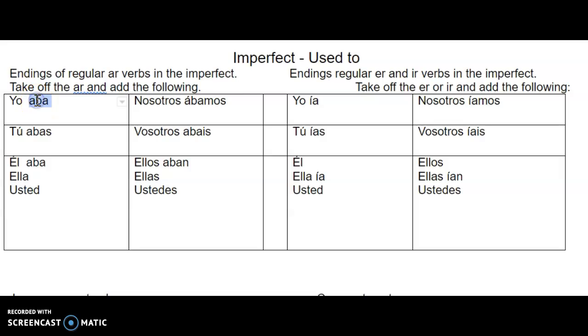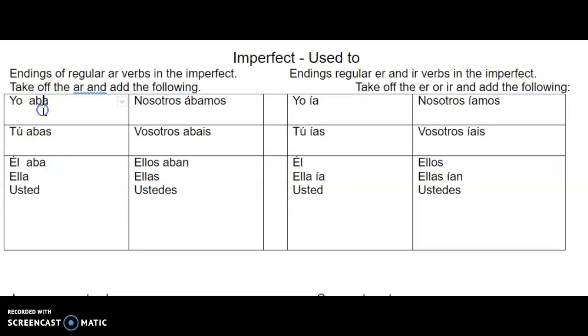So these are the endings you put on AR. You have aba, abas, aba, ábamos, abais, aban. Okay, that's AR verbs. And then ER and IR verbs have different endings. ER verbs like comer, beber, IR like salir, vivir, escribir, those end in ía. So you have ía, ías, ía, íamos, íais, and ían.